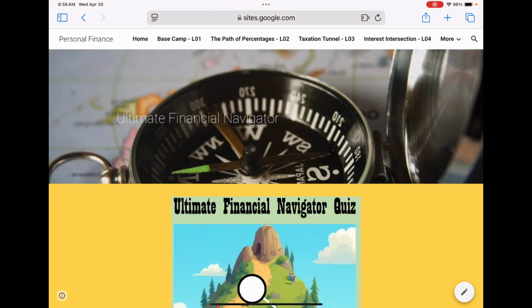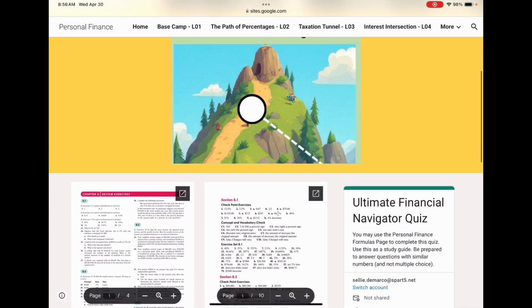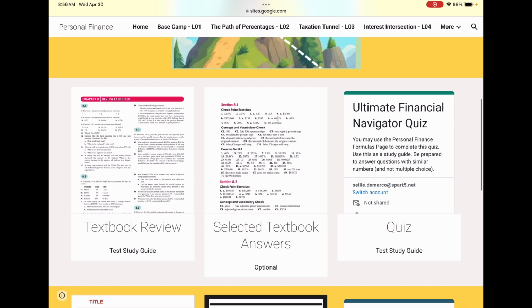And then this last one, the Ultimate Financial Navigator. So this is where they have their final page. This is where they can access the textbook review, their online 20-question quiz is there on the right-hand side.